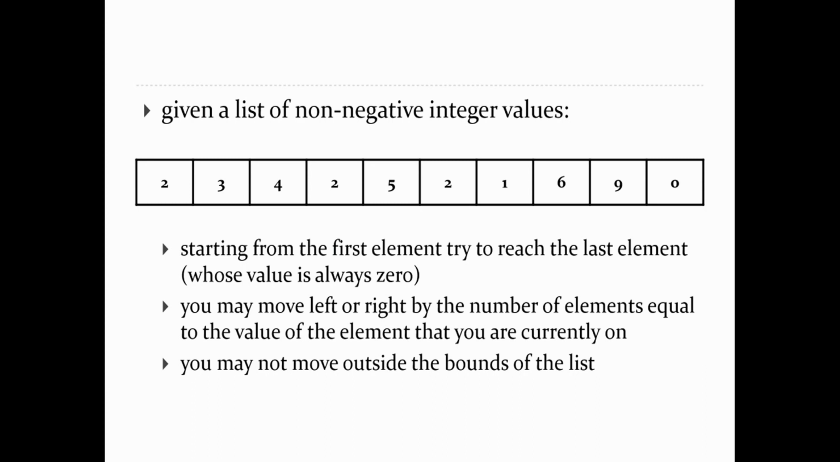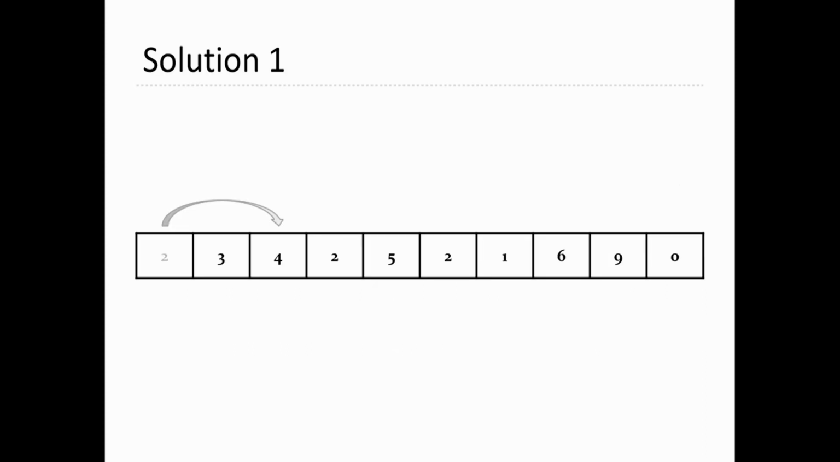Again, if you try to write a loop to do this, you'll probably run into a problem. So let's look at a solution first. I can move left or right, but if I move left, I fall off the board, so I have to go right. That takes me to the 4.